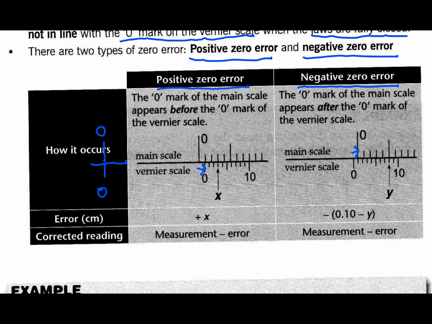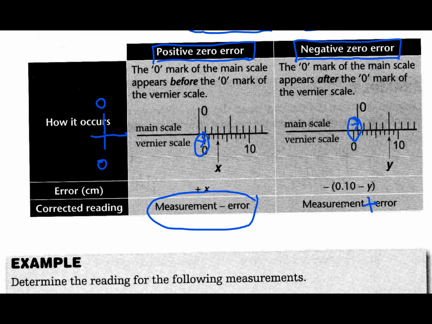How do we handle zero errors? For a positive zero error, because there is something extra right from the start which isn't supposed to be there, you need to minus off the error from the measurement. For the negative zero error, right from the start, you are short of reading. You are lacking in some reading. So hence, you would have to add back the error. You have to add back the error to the measurement.